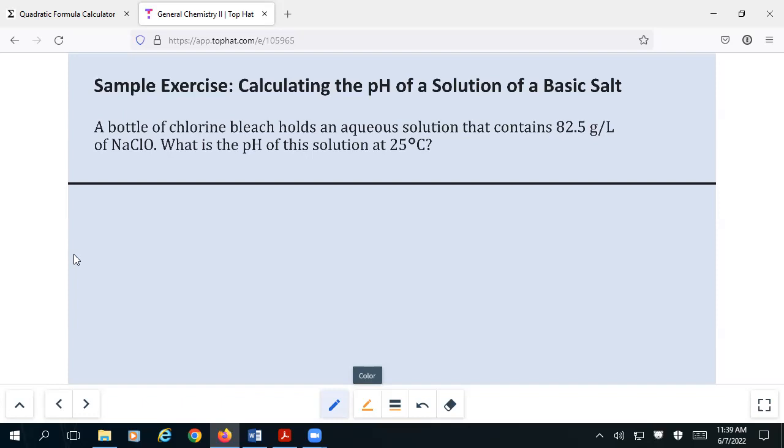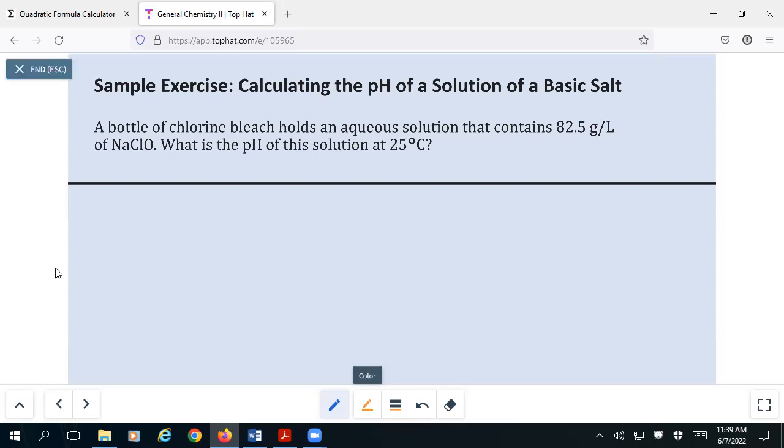A bottle of chlorine bleach holds an aqueous solution that contains 82.5 grams per liter of sodium hypochlorite. What is the pH of this solution at 25 Celsius? So there are a couple of things that we need to take care of in this example in order to make some sense out of it.